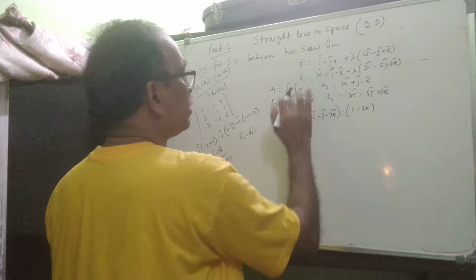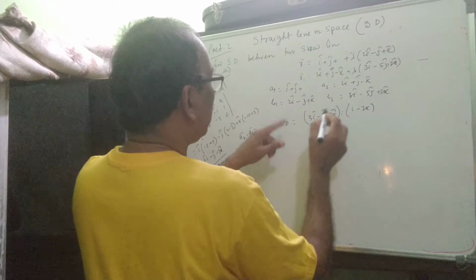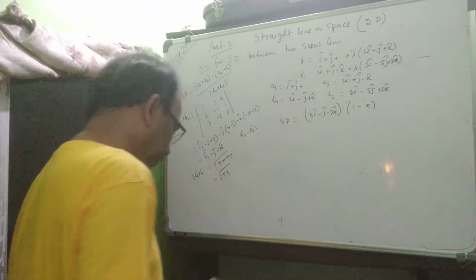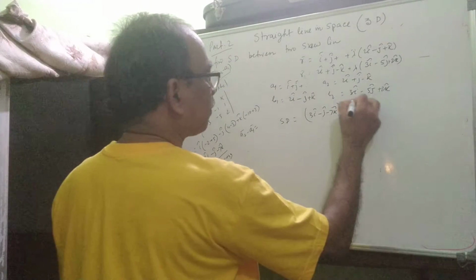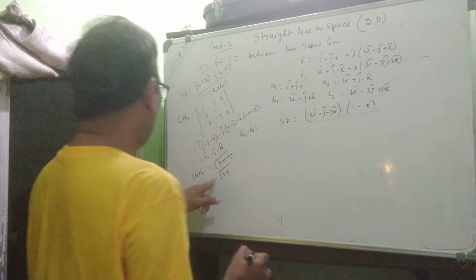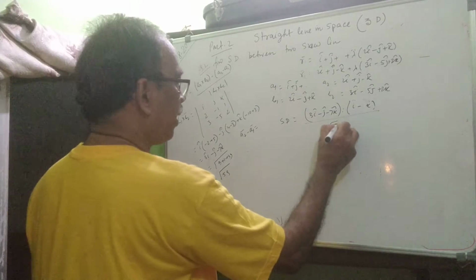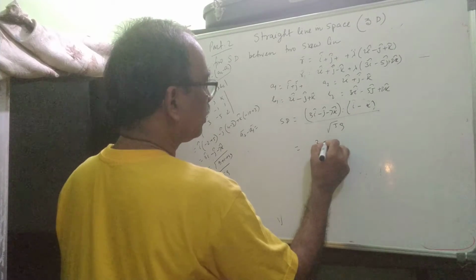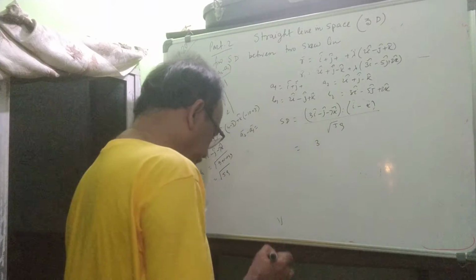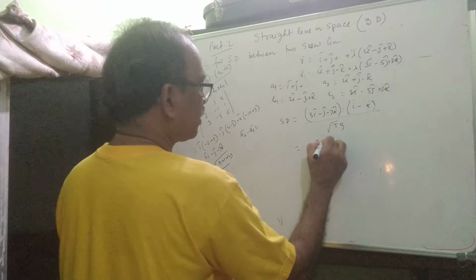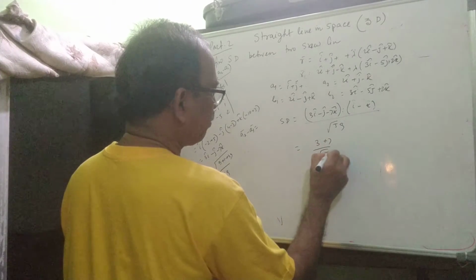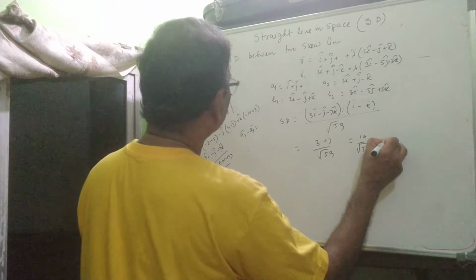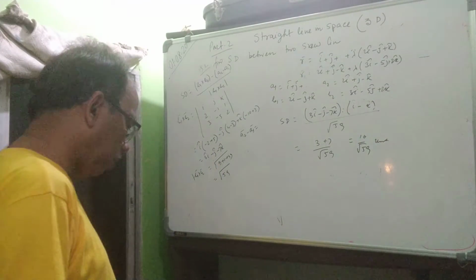Here A2 minus A1 is minus K. Taking the modulus of this gives root over 59. That is 3 plus 7 by root over 59, that is 10 by root over 59 units. Shortest distance is 10 by root over 59.